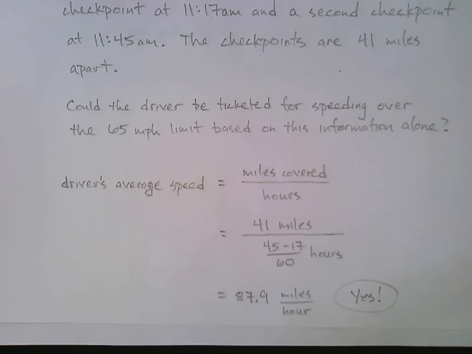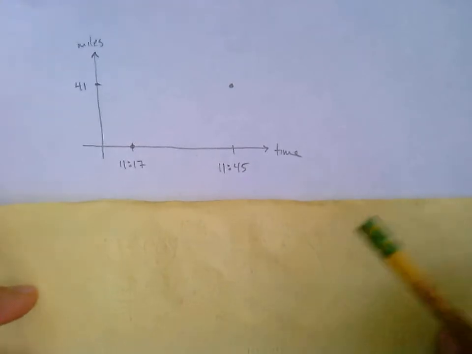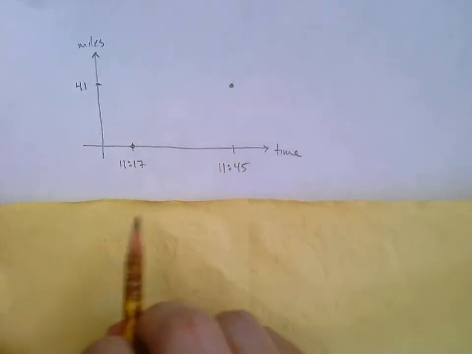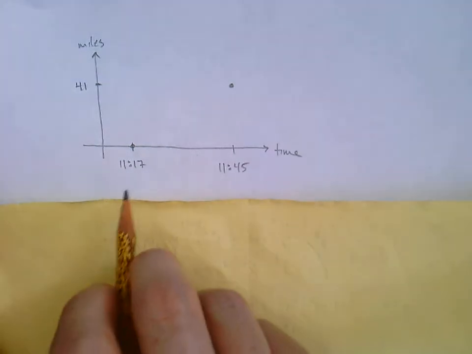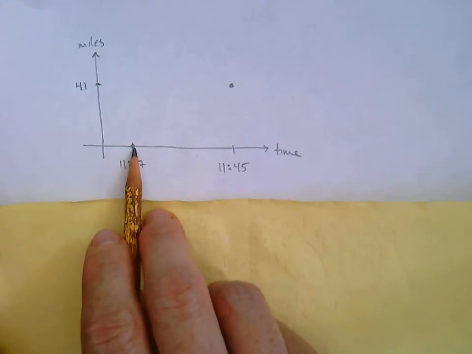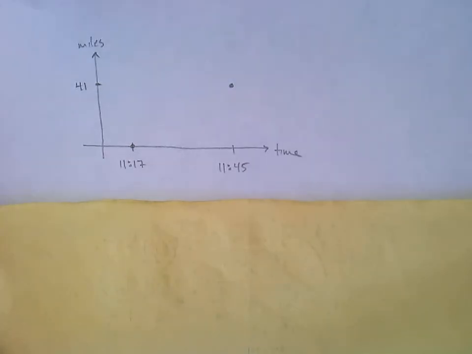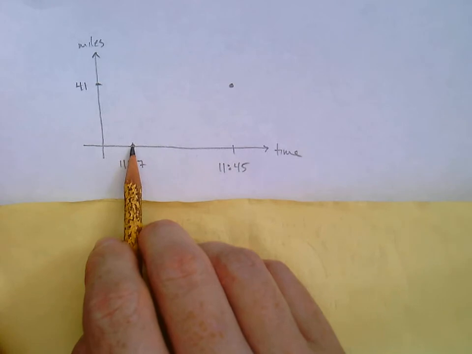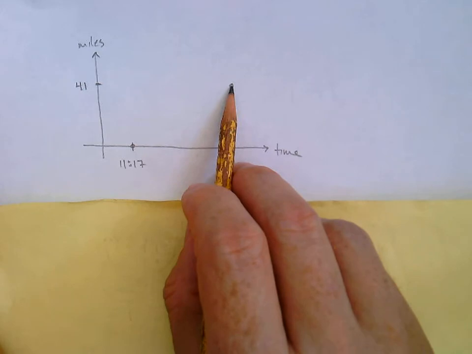Okay, how does this tie in to the mean value theorem? Here's what's going on. Let me show you in a graph. So imagine we've got time and we've got the number of miles that they cover. So we'll say at 11:17 they had gone 0 miles. Obviously they're driving down the highway, but we'll just say that's time 0, 0 miles. 28 minutes later, they're 41 miles down the road.